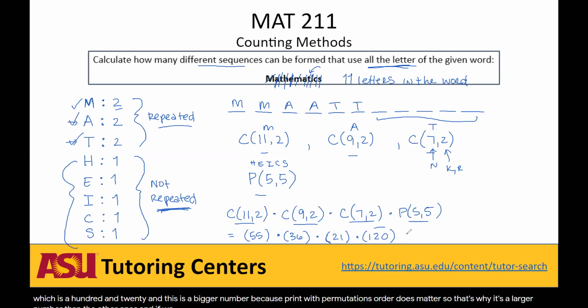And if we work this out on our calculator, we end up with 4,989,600 sequences. So that is our answer.